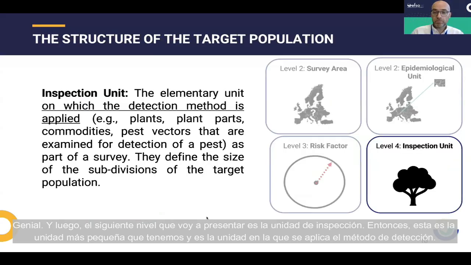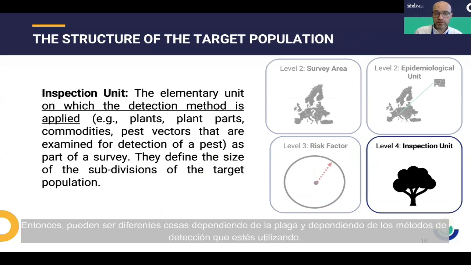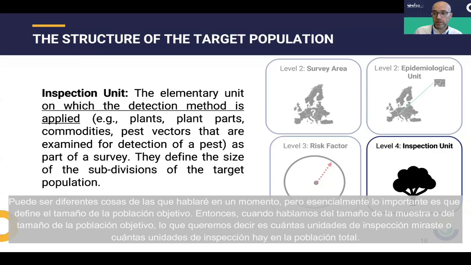Great. The next level that I'm going to introduce is the inspection unit. This is the smallest unit that we have, and it's the unit at which the detection method is applied. It can be different things depending on the pest and on the detection methods you're using, but the important thing is that it defines the size of the target population.